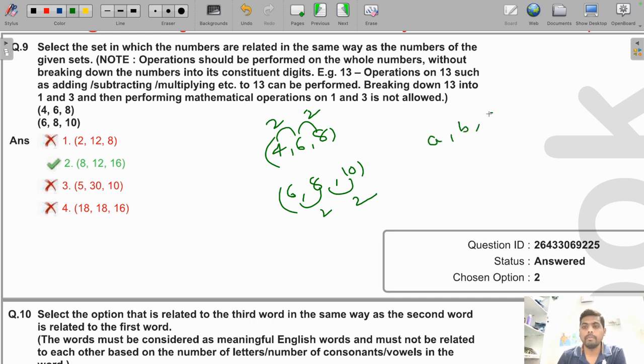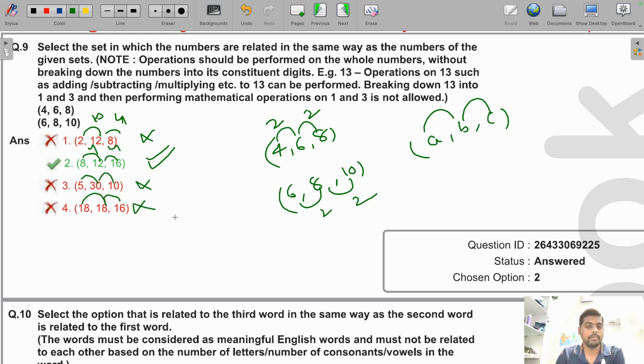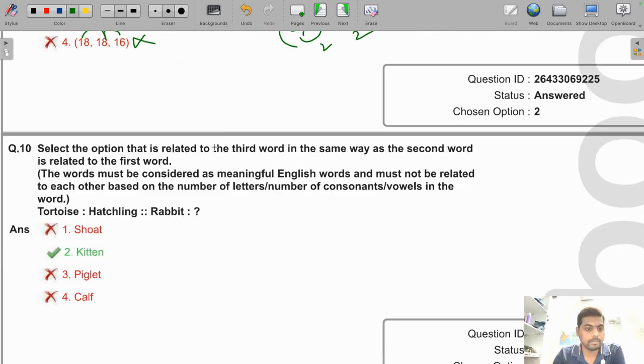If you say A, B, C, the difference should be the same: A minus B is equal to B minus C. So here the difference is 10, here the difference is 4, so eliminated. Here the difference is 4, here the difference is 4. This is following. The 5, 30, 30, 10 is not following. The 18, 18, 80, 16 is not following. So this is the correct answer, guys.